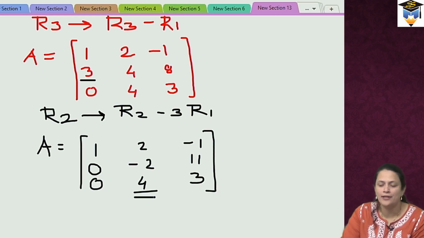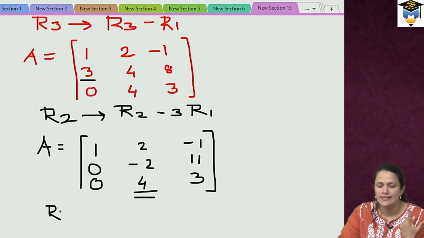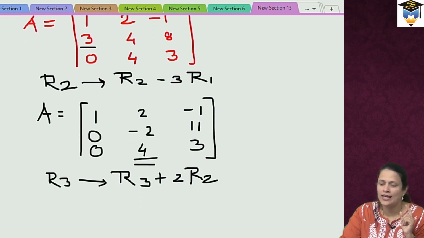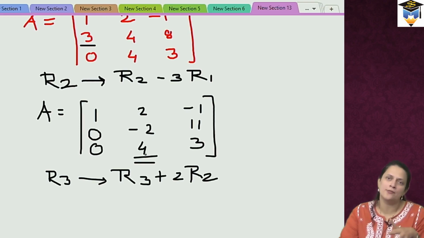So what can be done? What am I going to do now? First step, I can divide R3 by 4. Or there is one more method: I can change R3 such that it is R3 plus 2R2. Look at this transformation carefully. Why have I done this? Because I want this element to turn to 0 so that it becomes an upper triangular matrix.